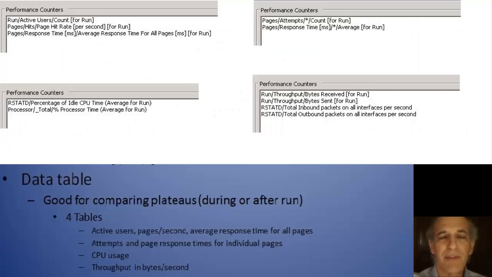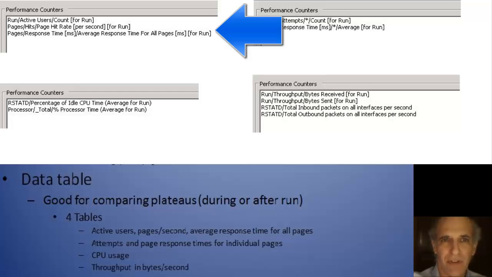The next custom report that I like is what I call a data table. And that's good for comparing plateaus or stages during or after the run. I've got 4 tables. The first one in the upper left-hand corner, I've got the number of users for the run, the aggregated hit rate for the run, and run means for the plateau or for the stage. So these are not getting points in time, but this is getting for the entire plateau. And then the third metric in the upper left-hand corner is page response time, average for all pages. So instead of giving you individual pages, it gives you the overall response time for all the pages.